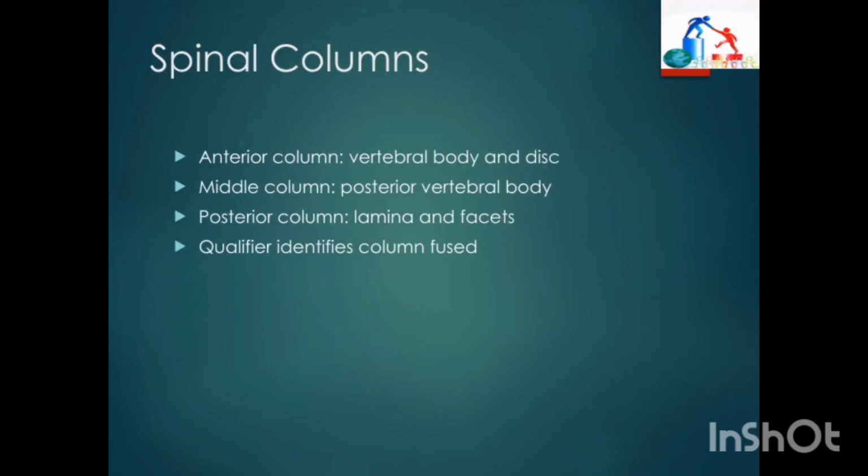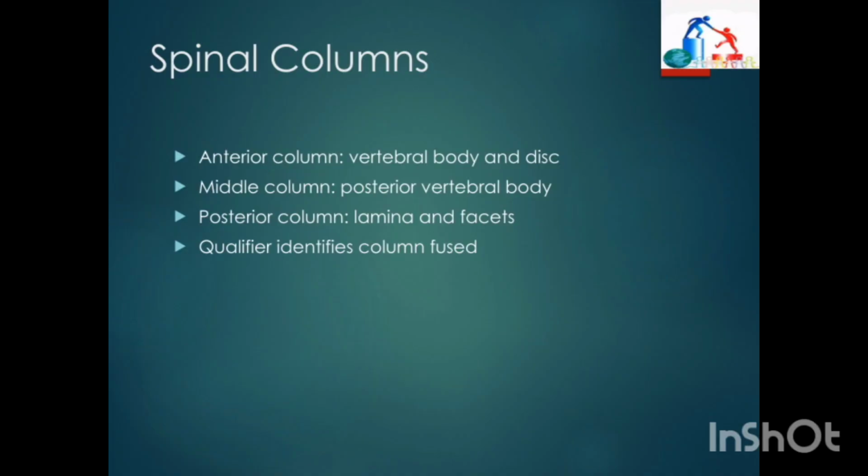Let's take a closer look at the spinal columns. On the anterior column, we have the vertebral body and disc, which are critical for supporting weight and allowing movement. Moving to the middle column, that includes the posterior part of the vertebral body, providing additional stability. And then, on the posterior side, we see the lamina and facets, which form the back part of the spinal arch and are essential for protecting the spinal cord and enabling flexible motion.